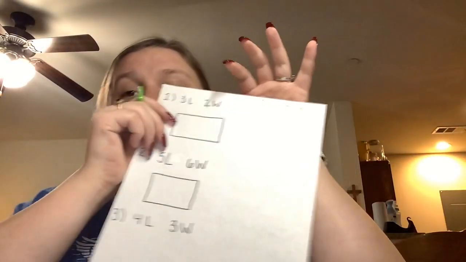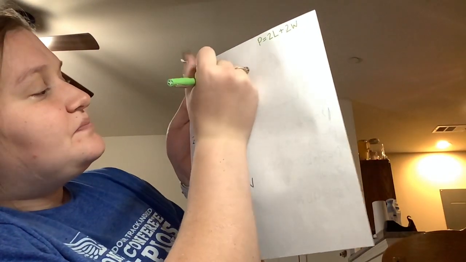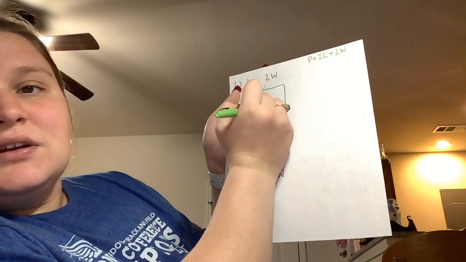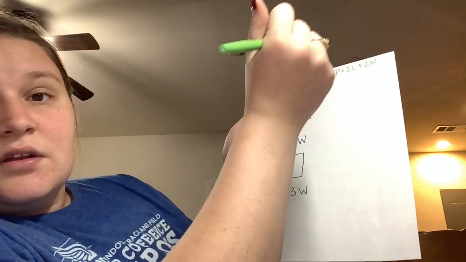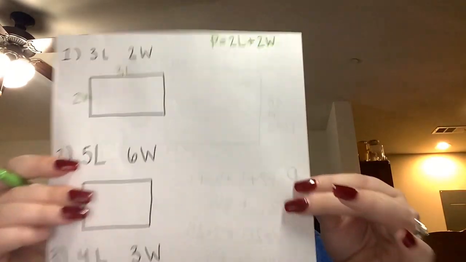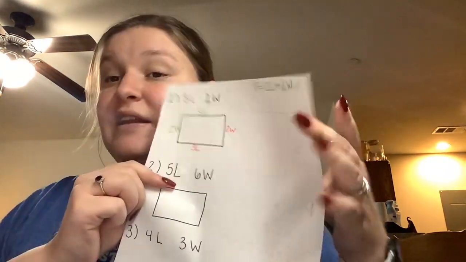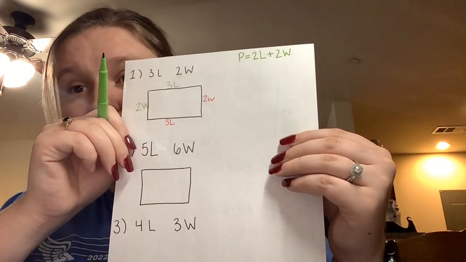Okay, we have 3 length. So let's go ahead and write that down. 3 length and 2W. Let's put our 2W. Do you think we need to label any more? Yeah, let's just go ahead and do it. You don't need to, and we're going to learn why in the next one, but let's just do it for now. I labeled mine a different color just so we know that these are our other two sides.